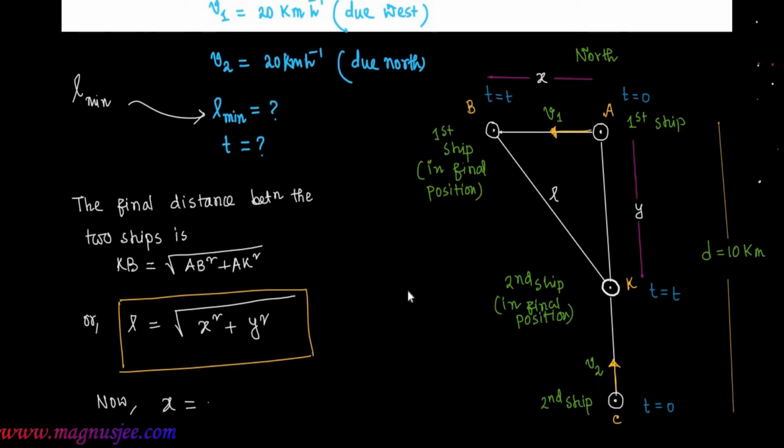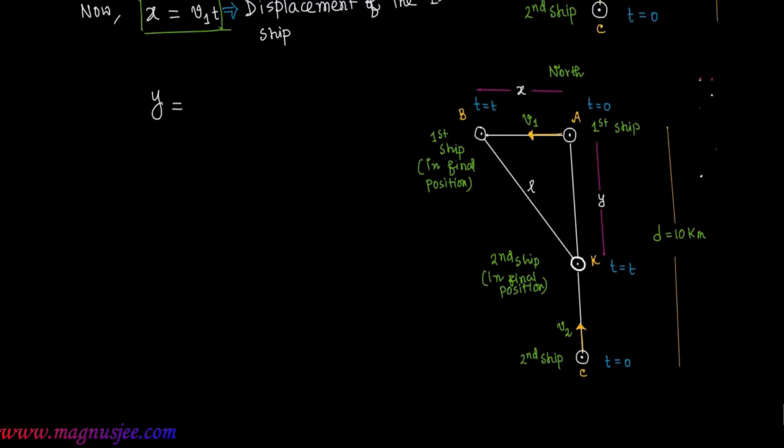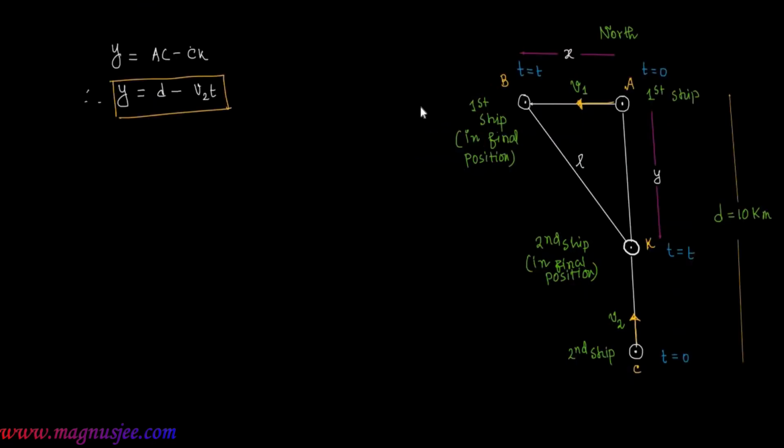Now x is equal to v1 into t, that is the displacement of the first ship from the point A to B with the velocity v1. X is equal to v1t, which is the displacement of the first ship. Also y equal to AC minus CK, that is y equal to d minus v2t. Y is equal to d minus v2t, which is the distance of the second ship in its final position.